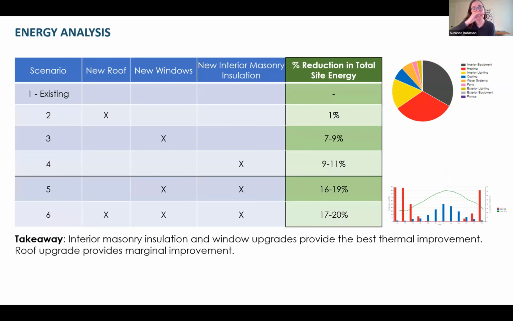So this chart's basically showing if we just improve the roof, what's the impact? What if we just improve the windows? And then what if we just improve the interior masonry insulation? And then what if we combine some of those? And so what you're seeing here is that improving the masonry insulation has the largest impact, which makes sense considering it was the highest amount of surface area for that.